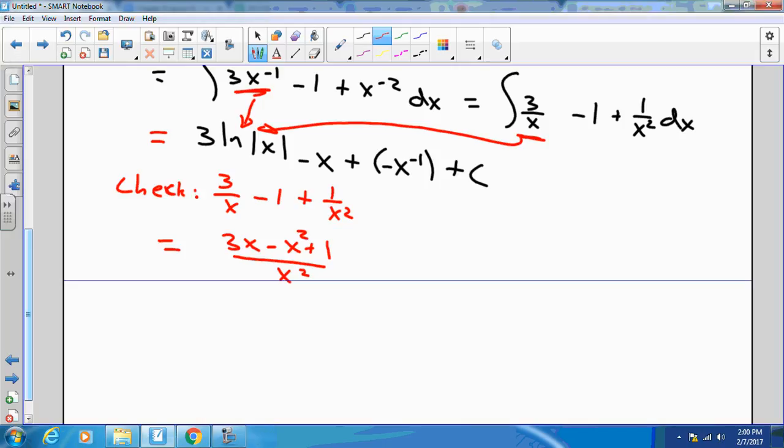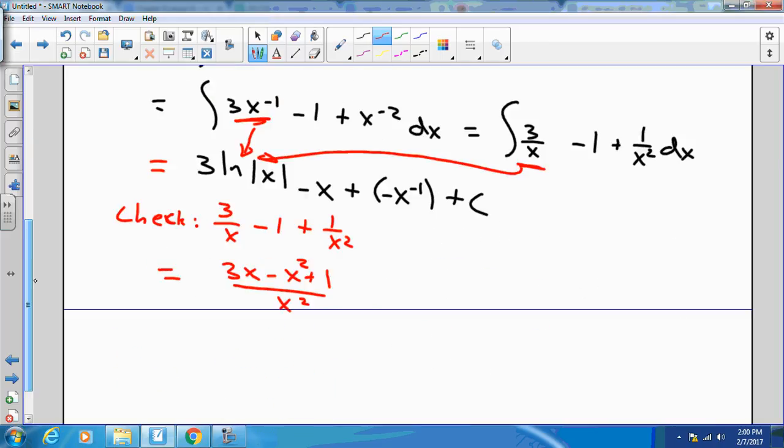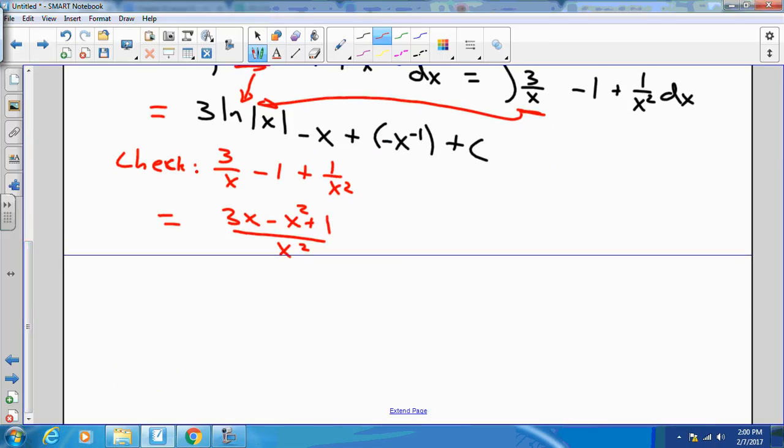Wait, did I miss anything? There was an x squared. Oh, here, sorry. Yep. It was so firmly fixed in my mind, I thought it was there.